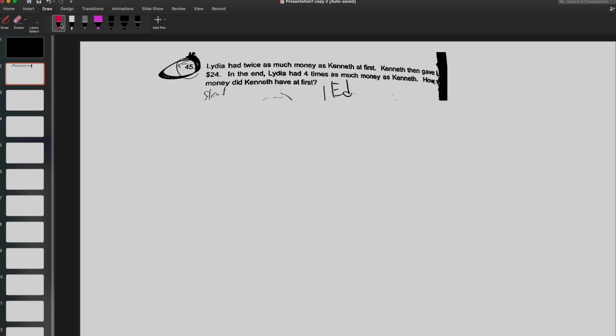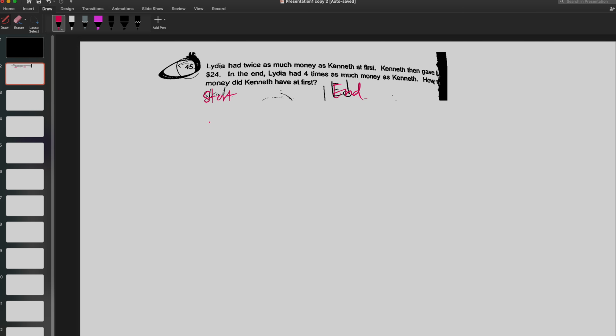Hi, let's talk about how to do this question. This question is the start and end question. Okay, so I'm going to explain how I'm going to use the start and end approach to solve this question.